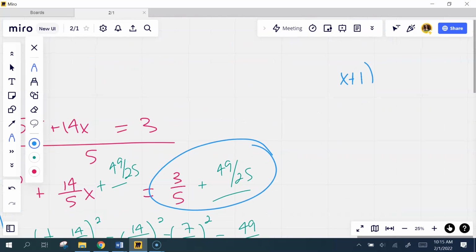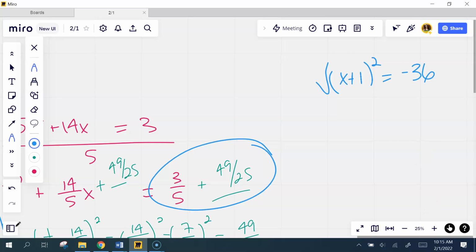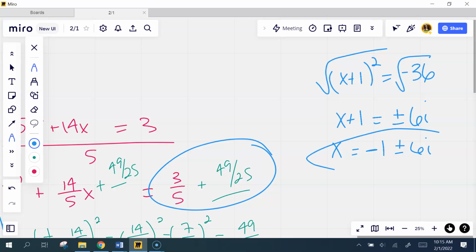(x + 1) squared equals negative 36. So when you do the square root there, I've got x plus 1 equals plus or minus 6i. When I move that 1 over, you can't combine it with that, so you just write negative 1 plus or minus 6i, and you leave it just like that.